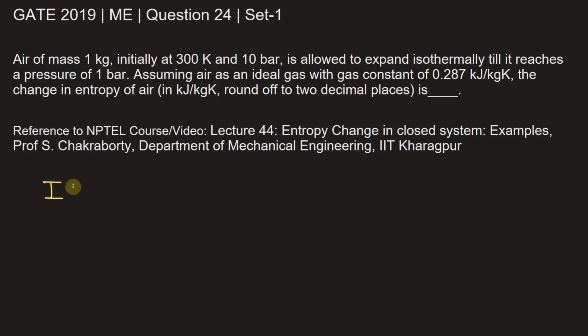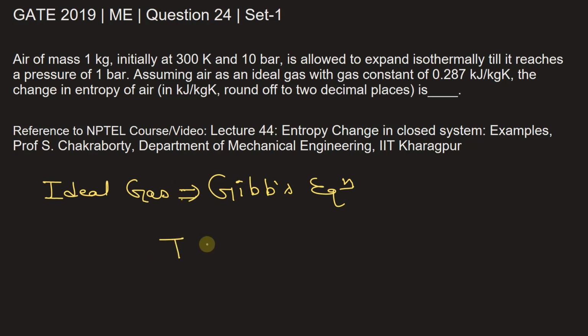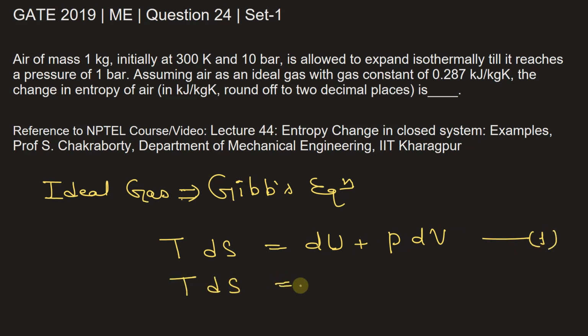For ideal gas, Gibbs equation can be written as T ds is equal to du plus p dv. Let this be equation number 1. And the second Gibbs equation can be written as T ds is equal to change in enthalpy minus v dp. Let this be equation number 2.